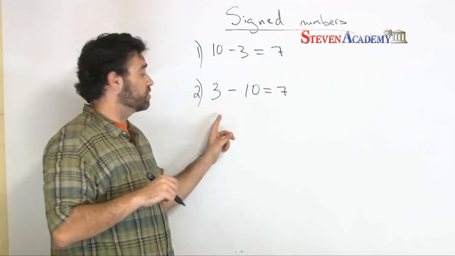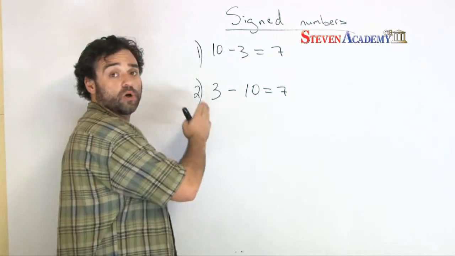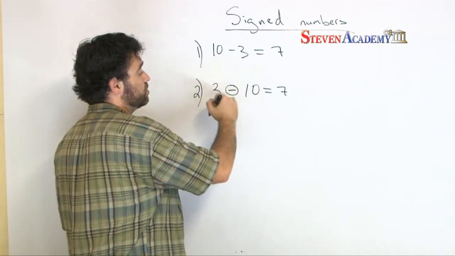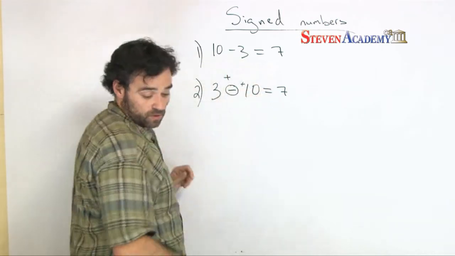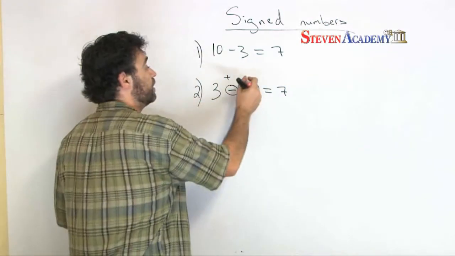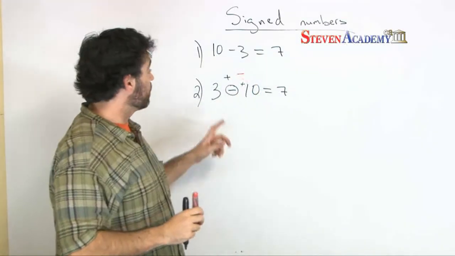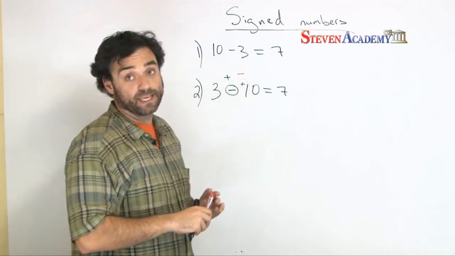So when it comes to this one right here, I have 3 minus 10. So we're going to do what we call keep, change, change. We're going to keep the sign of this. We're going to change that subtraction to a plus. This was a positive, so I'm going to change it now into a negative. So now what I'm doing is I'm adding a positive number to a negative number.